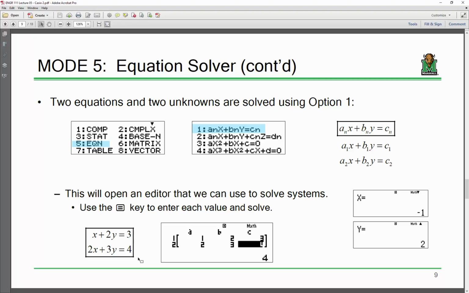Now what you'll see after we go through this example is that if you have an x value of -1 and a y value of 2, and you plug those values into these expressions, for instance, if I look at the top one, -1 plus 2 times 2 is in fact 3. But that also meets the requirements of the equation below, because if I take 2 times -1 plus 3 times 2, I get an answer of 4. And x equals -1 and y equals 2 is the only set of numbers that satisfies the requirements of both equations.